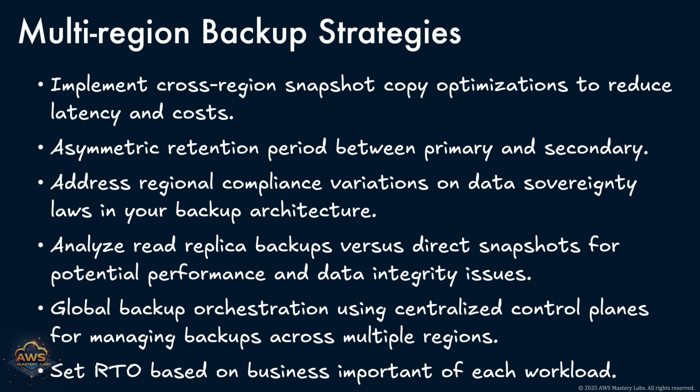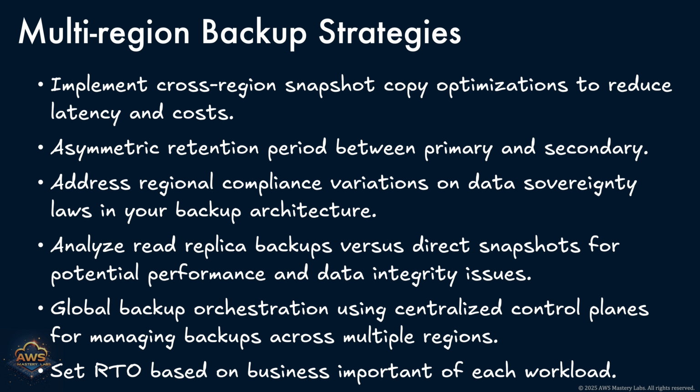When considering backup sources, analyze read replica backups versus direct snapshots. Backing up from read replicas offloads the primary, but comes with consistency considerations. It's a trade-off between performance isolation and data integrity guarantees. For enterprise-scale, global backup orchestration is a must. Build centralized control planes using AWS Backup, Lambda, and Step Functions to uniformly manage policies, lifecycles, and audits across all regions and accounts.